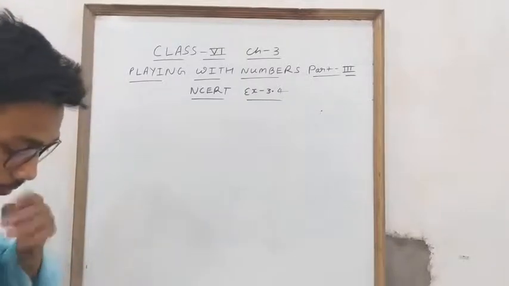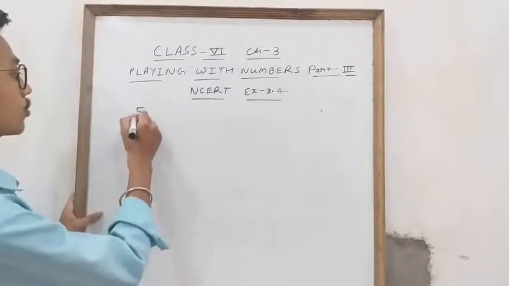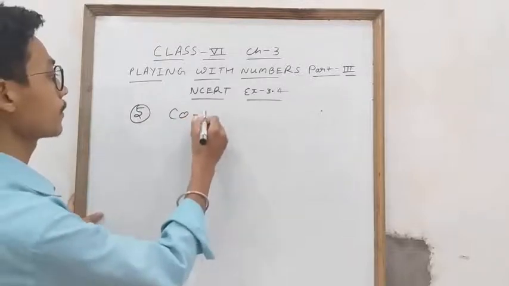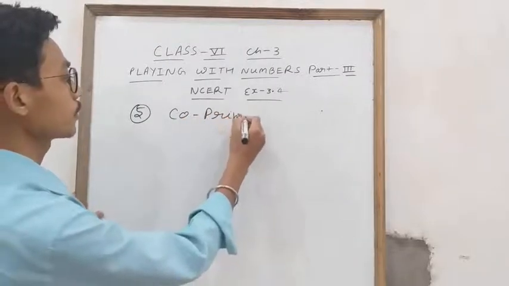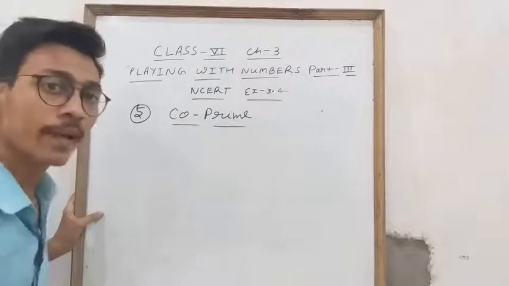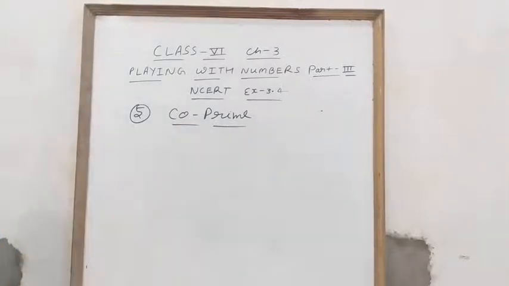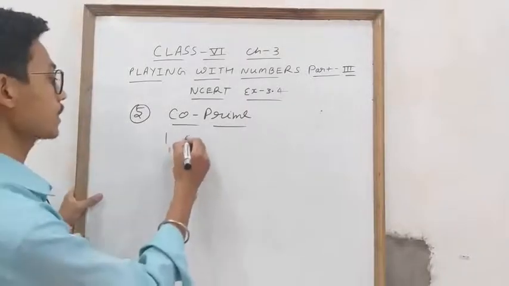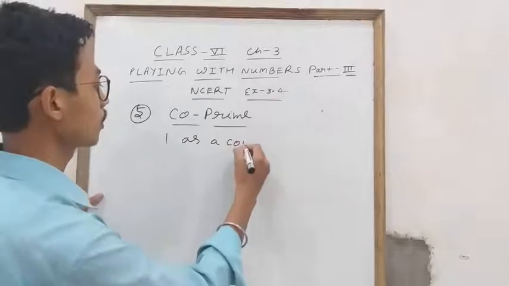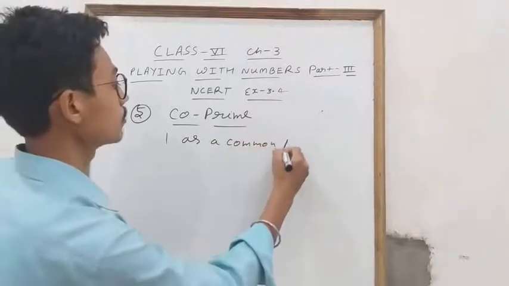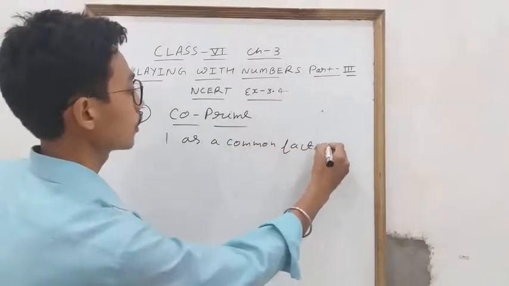Question 5: which of the following are co-prime? Now everyone knows co-prime. What is co-prime, student? I think I explained many times. Co-prime means whose common factor is only 1. Clear student? Whose common factor is only 1. Having 1 as the common factor, they are known as co-prime.